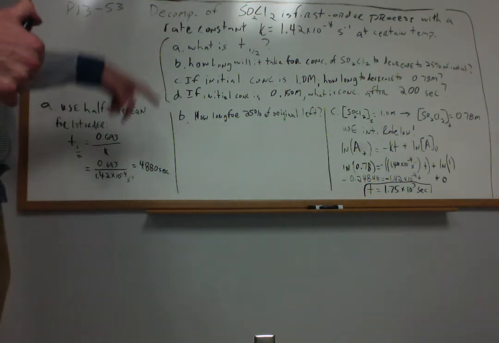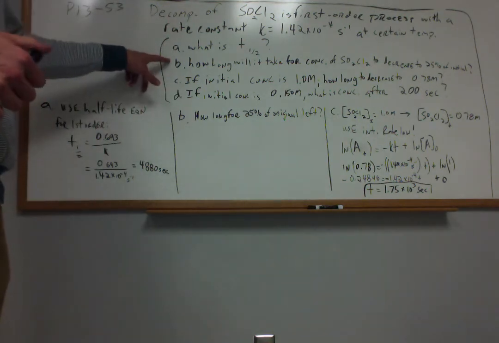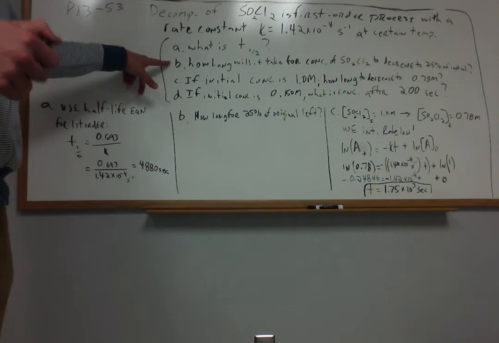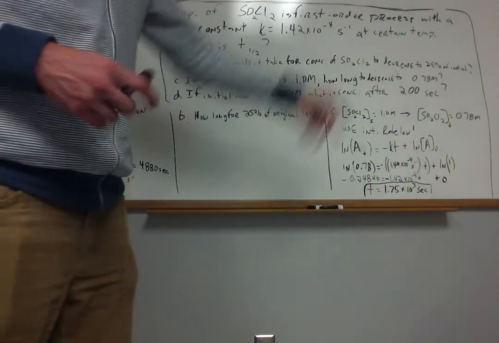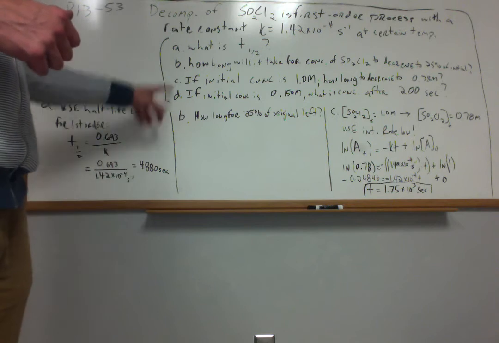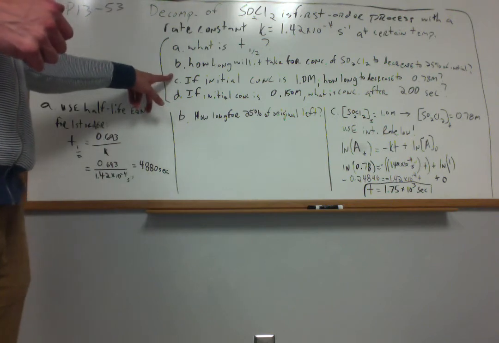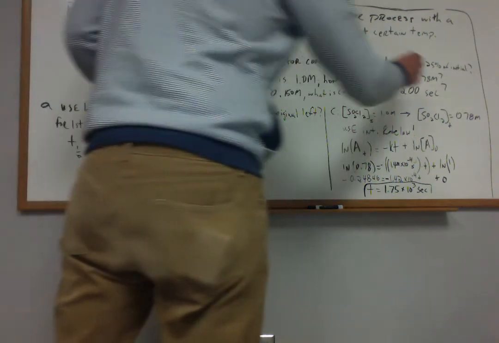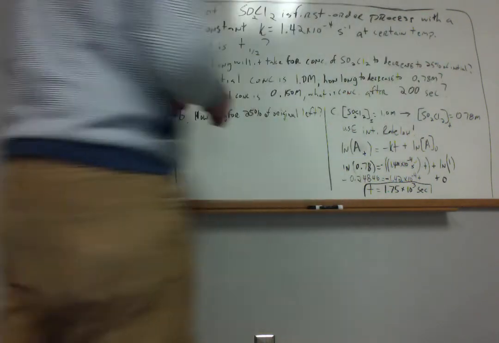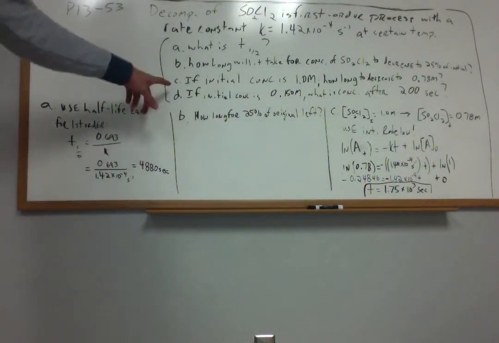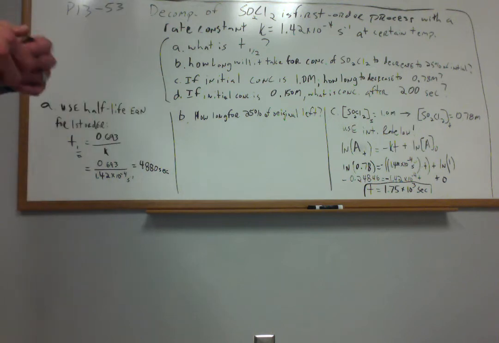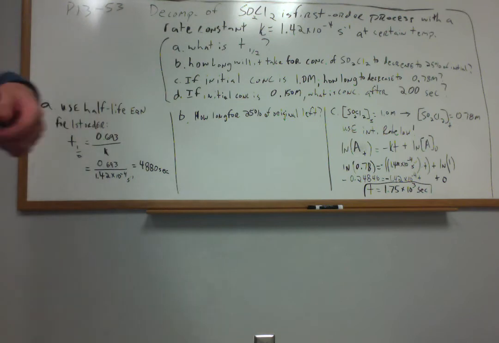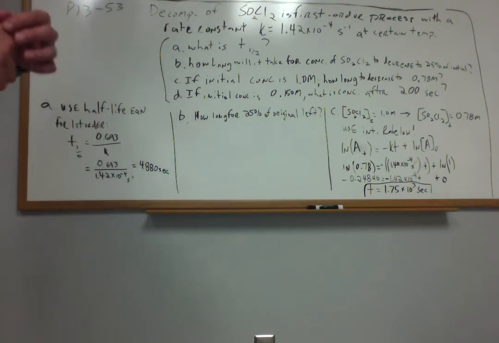First off, what is the half-life? Secondly, how long will it take for the concentration of the substance to decrease to 25% of the initial value? If the initial concentration is 1 molar, how long is it going to take to decrease to 0.78 molar? You can see that decimal place right there. And lastly, if the initial concentration is 0.15 molar, what is the concentration after 200 seconds? I think you're also asked after 500 seconds, and I basically cut that off because it's essentially the same calculation just with a different time.